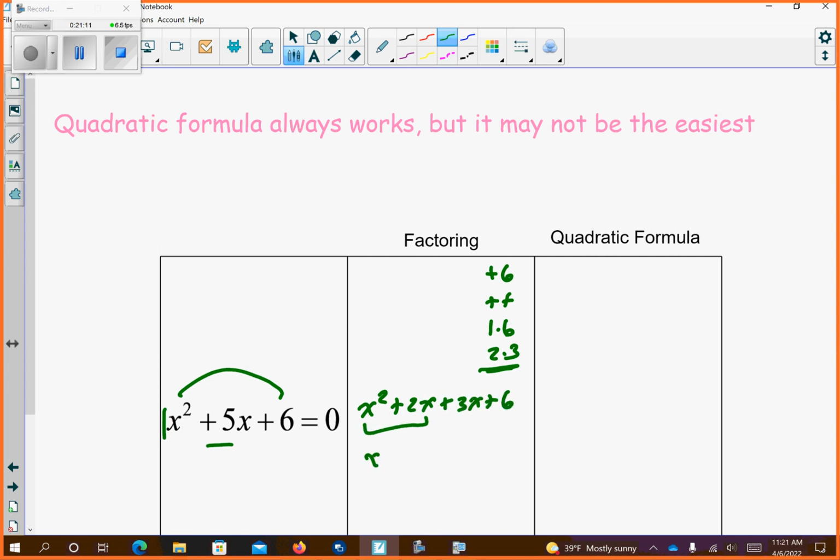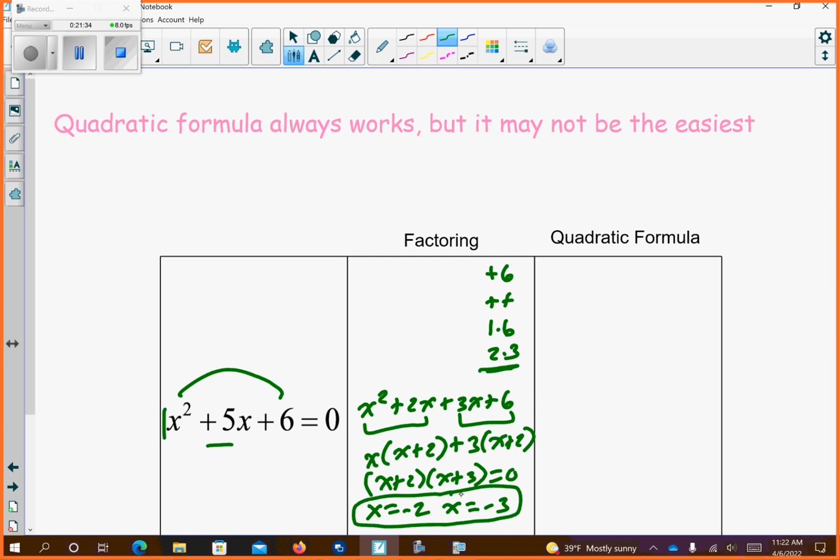I have an x in common here. That middle sign comes down. I can factor 3 out here. And then I get x plus 2 and x plus 3, which are equal to 0. So this is going to tell me x equals negative 2, x equals negative 3. Okay? This might be a faster method for you to do.